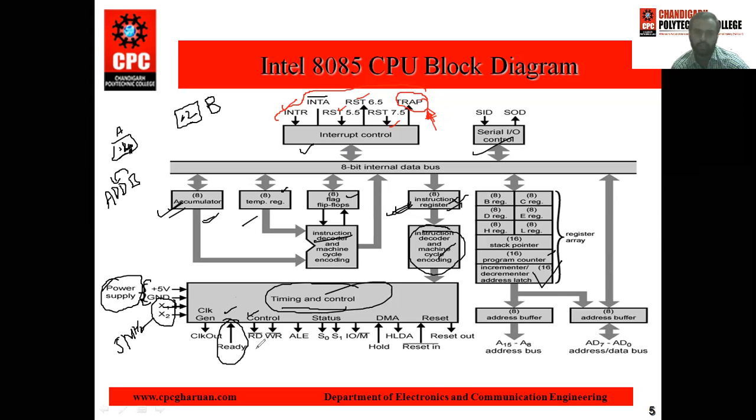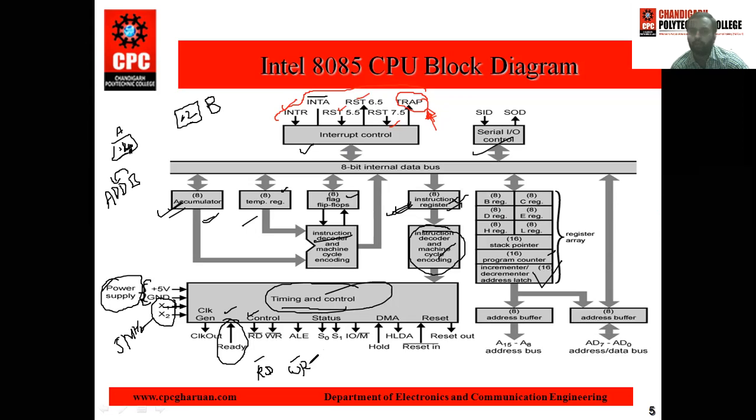Next are your control signals. There are 2 types of control signals, RD bar and WR bar. The meaning of RD bar is read bar. This is an active low pin. If the value of this pin is 0, in that case the microprocessor is performing the read operation. If the value of this pin is 1, in that case the microprocessor is not performing the read operation.